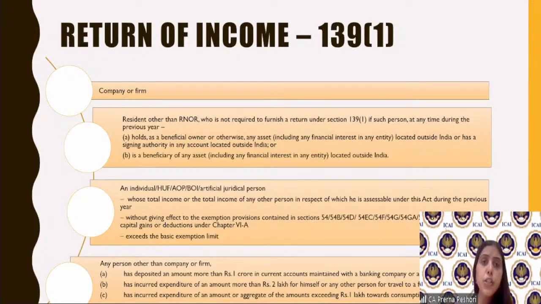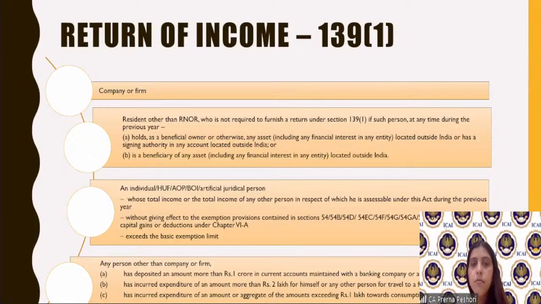So, any beneficiary or the beneficial owner have to file the return of income if they have any asset outside India. If the income is included in the income of the beneficial owner, then the beneficiary need not file the return. So either of them is required to file the return of income, either the beneficial owner or the beneficiary.